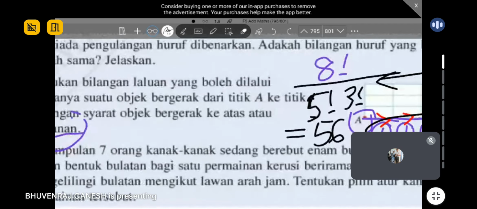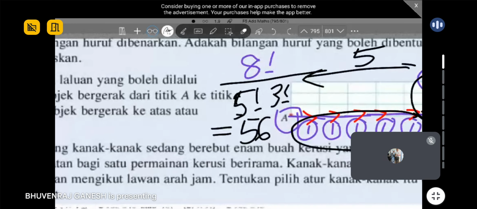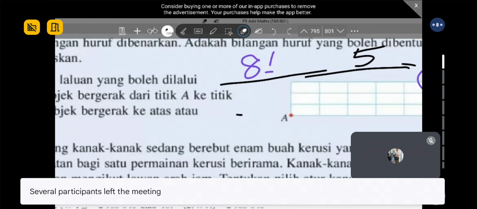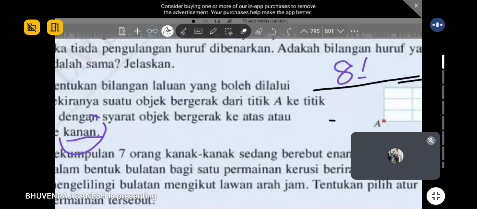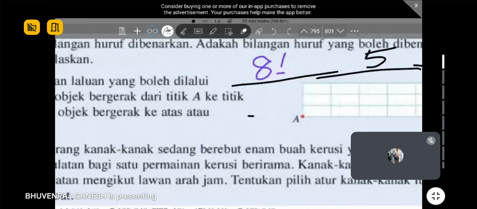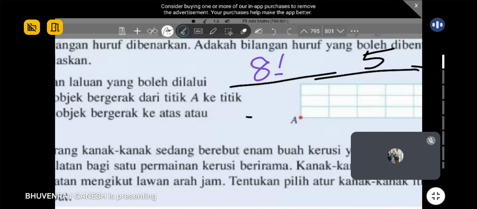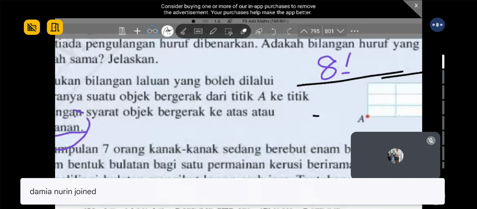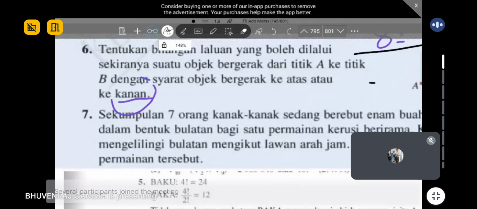Okay. So now we have 7 kids, 6 chairs. So they ask how many ways I can arrange these kids in a circle. Okay. And also in the anti-clockwise direction. Okay. So how do we solve this, guys? What formula do we need to use for this question? What is the formula? You all can think.